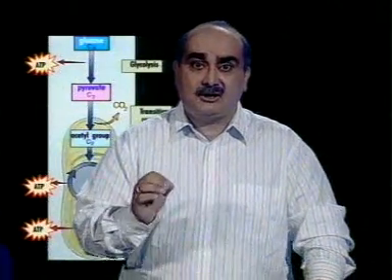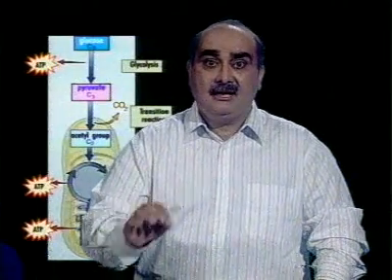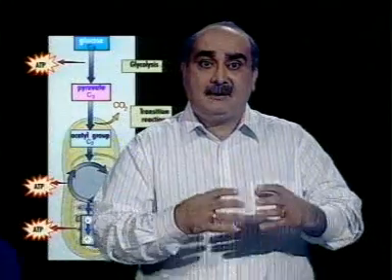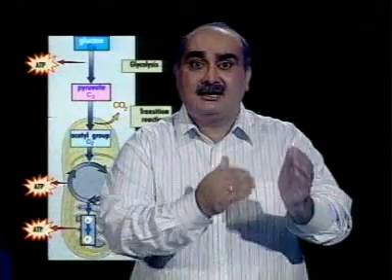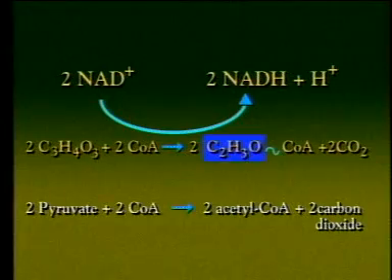Now, as you have just learned that the transition reaction releases carbon dioxide, it is called so because it connects glycolysis to the third phase, the Krebs cycle. In the transition reaction, the conversion to two-carbon acetyl groups is coupled with the attachment to a coenzyme A, and carbon dioxide is given off.